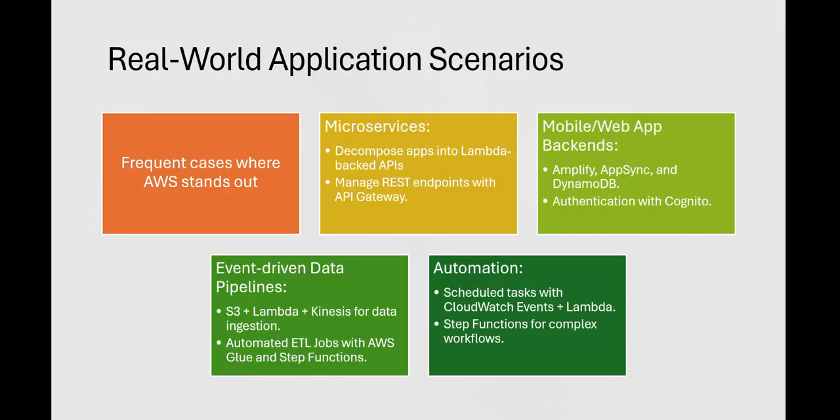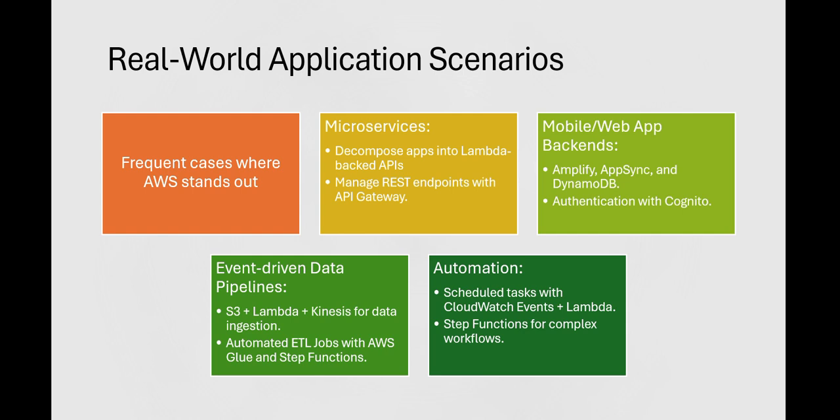And here are some real world application scenarios. First, frequent cases where AWS stands out: microservices, mobile and web app backends, event driven data pipelines, and the last one is automation. In microservices, decompose apps into Lambda, backend APIs, and manage REST endpoints with API Gateway.